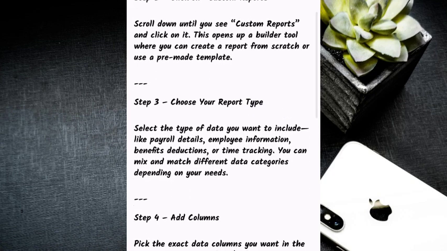Step 3, choose your report type. Now just select the type of data that you want to include, like payroll details, employee information, benefits deduction, or time tracking. You can mix and match different data categories depending on your needs.